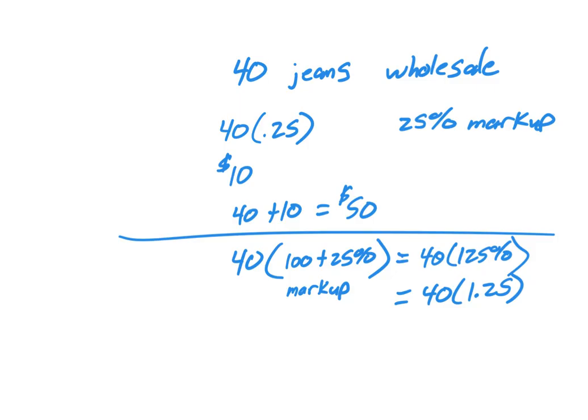So watch what happens here when I take 40 times 1.25. What do I get? 50, okay? So this is a little bit easier way of figuring out what the retail price is, rather than figuring out what my markup amount's going to be and then adding it in. We can do it all in one little multiplication problem.